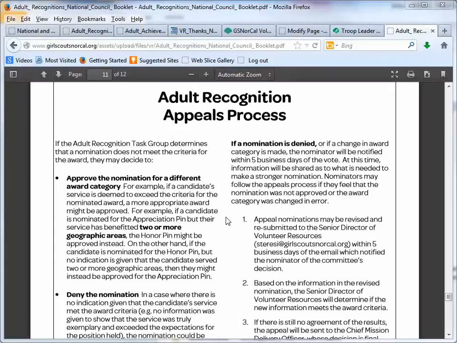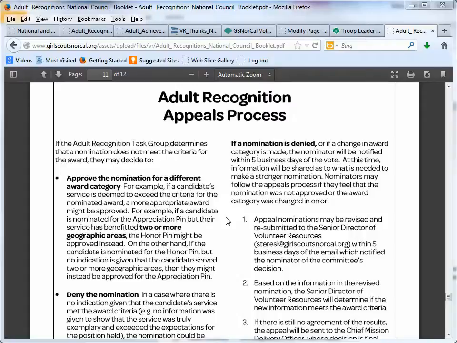If the Adult Recognition Task Group determines that a nomination does not meet the criteria for the award, they may decide to either approve the nomination for a different award category or deny the nomination. If a nomination is denied or a change in award is made, the nominator will be notified within 5 business days of the vote. At that time, information will be shared as to what is needed to make a stronger nomination.